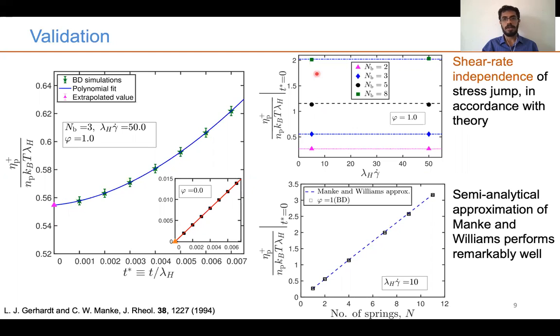Shown here are the evaluated stress jumps for a variety of chain lengths at a fixed value of the internal friction parameter. And we notice, first of all, that the stress jump is independent of the shear rate, and this is in accordance with the theoretical predictions of Gerhardt and Mackey. Furthermore, the stress jump is also seen to scale linearly with the chain length. The lines in these two figures are semi-analytical approximations by Mackey and Williams, who have also assumed that the terminal beads and the interior beads contribute equally to the stress jump. It is seen that their approximation performs remarkably well when compared to the exact simulation results.